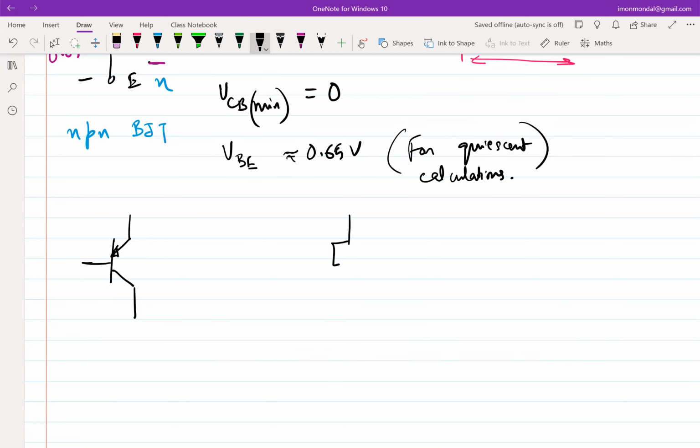Just like in a MOSFET you have a source, in case of a PMOS, current flows from source to drain, and this is the gate. So in case of a PNP, this becomes the emitter, this becomes the collector, this becomes the base.